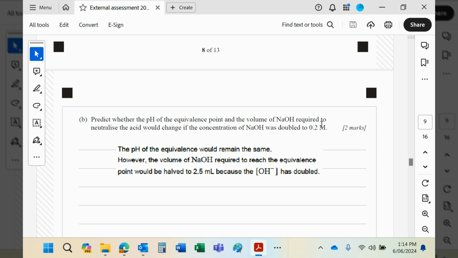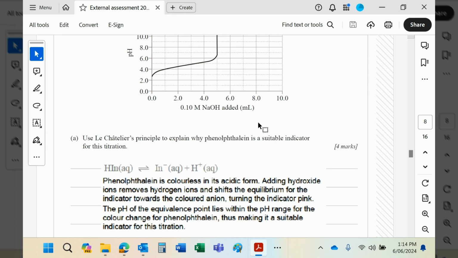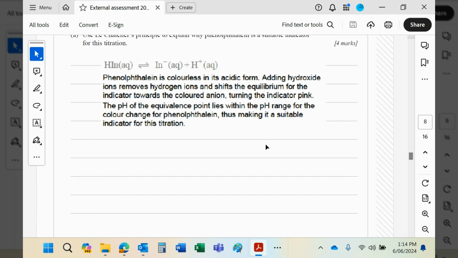However, the fact that it's now double its original concentration, let's have a look. So instead of using, what was it before? 5 mil, 5 mil was required before. If this was now doubled in concentration, then you would obviously halve that volume to 2.5, so the same number of moles is going to be used.